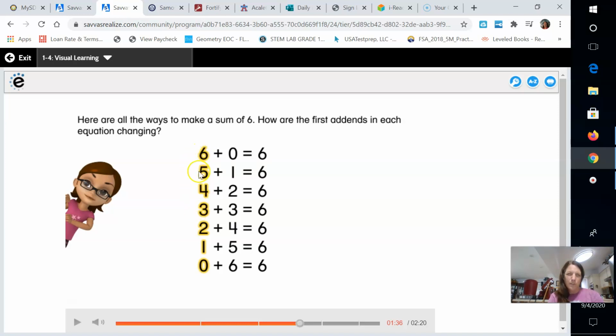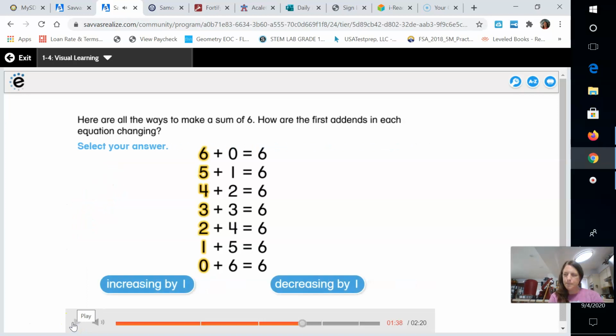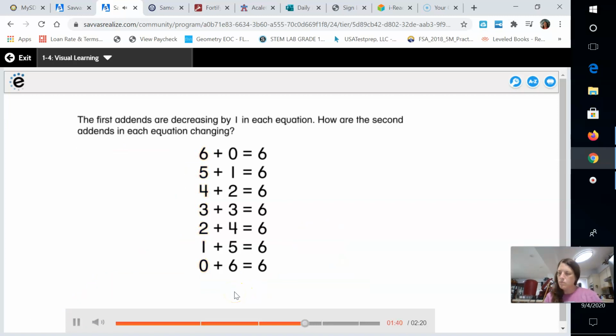6 take away 1 is 5, 5 take away 1 is 4, 4 take away 1 is 3, 3 take away 1 is 2, 2 take away 1 is 1, 1 take away 1 is 0. Now see what you notice about the second addend. Select your answer. These would be decreasing, means going down, decreasing by 1. The first addends are decreasing by 1 in each equation.